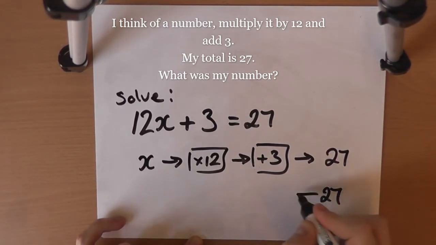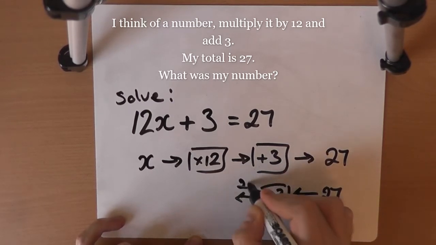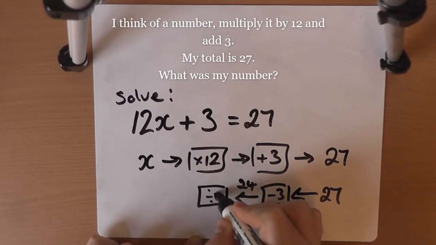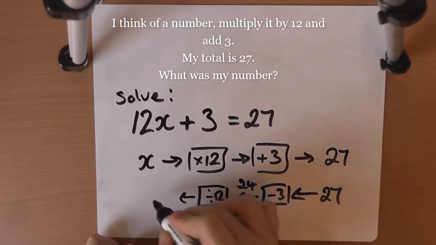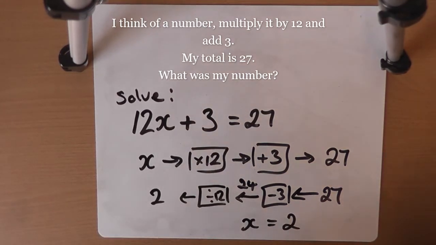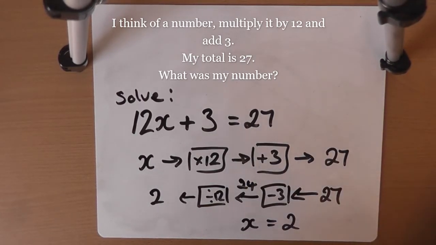27 goes back in. Instead of adding 3 when we're going backwards, we're going to be taking 3. That takes me to a 24. And then I'm going to divide by 12 to get 2. And I'm saying that my final answer is x equals 2. Should probably check that. Well, 12 times 2 is 24, plus the 3 is 27, so that works.